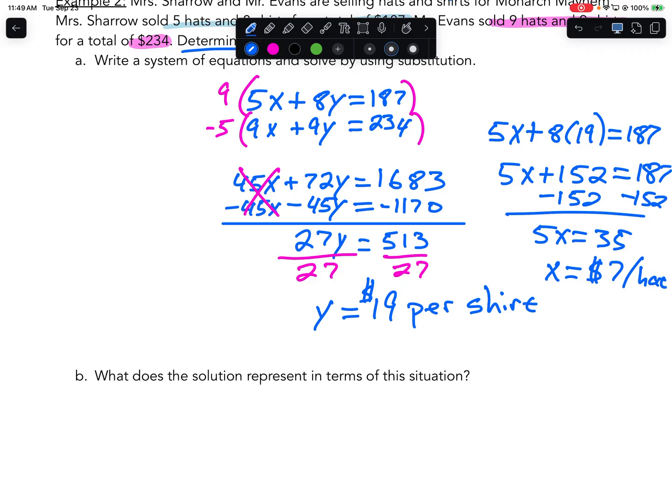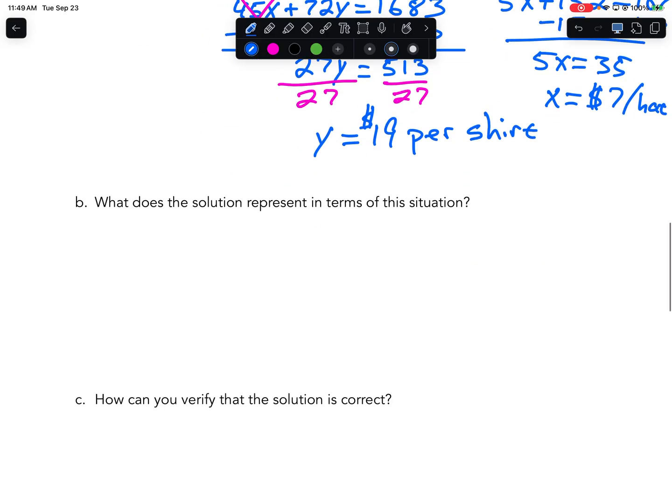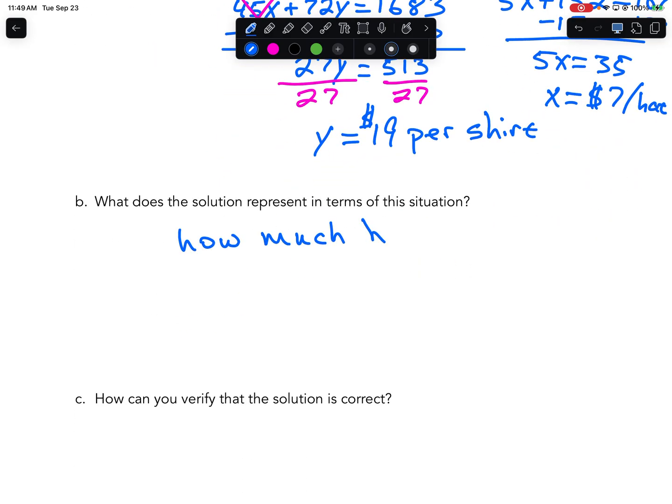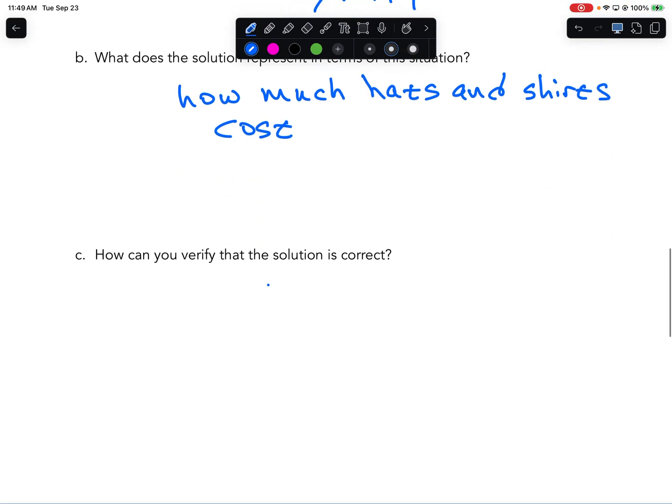Okay, so what does this mean? That's how much the shirts cost, right? That's all you need to say. How much shirts cost? How would you verify it? Plug it back in. Make sure it equals 187. How much hats and shirts cost? Plug it in.